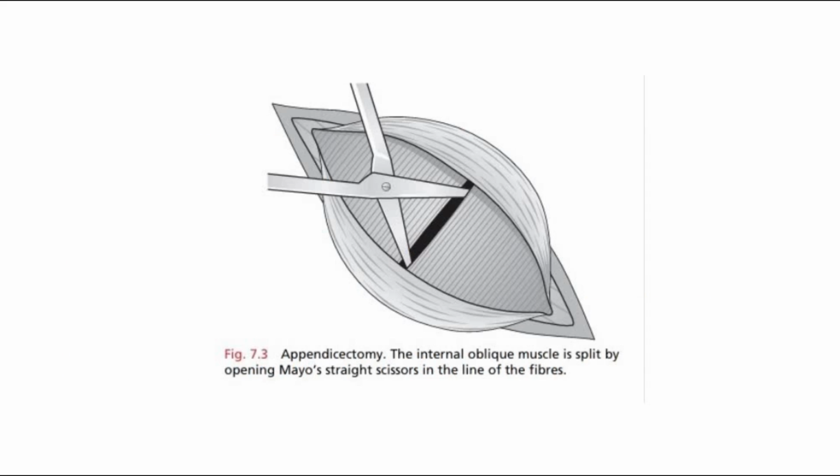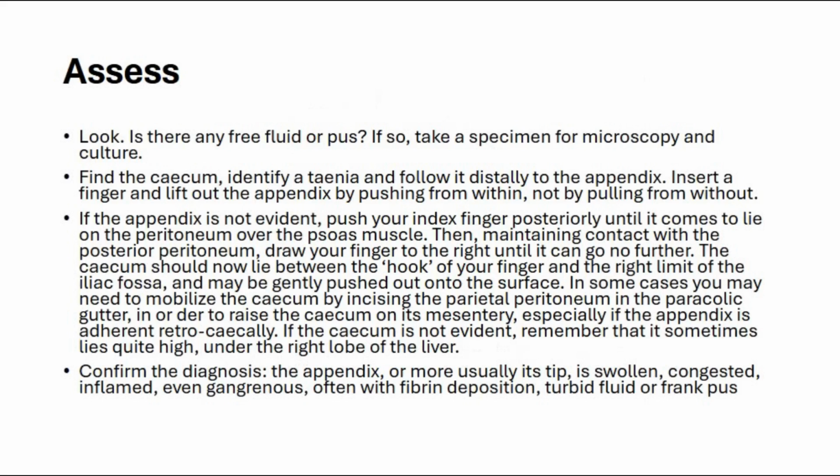This picture shows how we split the muscles by using Mayo scissors. Split the opening in the line of the muscle's fibers to prevent muscle injury. Next, assess the intra-abdominal condition. Look, is there any free fluid or pus? If so, take a specimen for microscopy and culture.